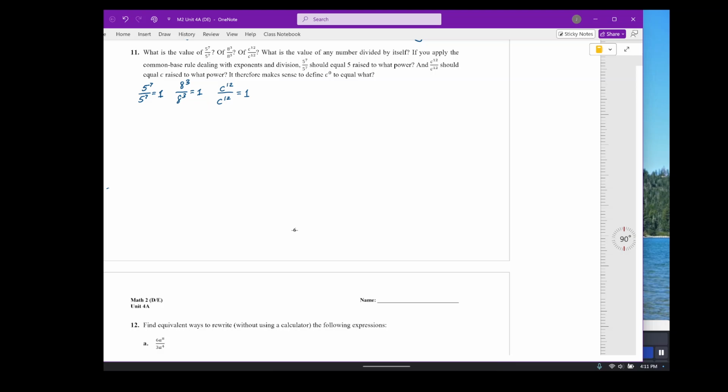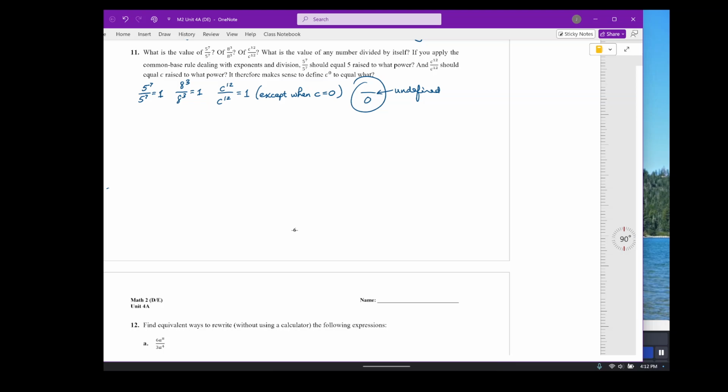There's only one exception to this, except when c is 0. And the reason for that is, as c is 0, 0 to the 12th is still 0. So you would have 0 in the denominator, and it doesn't matter what's on top. Anytime you have 0 in the denominator, it's undefined. Right? So you just can't have 0 in the bottom. Even 0 over 0. Okay.